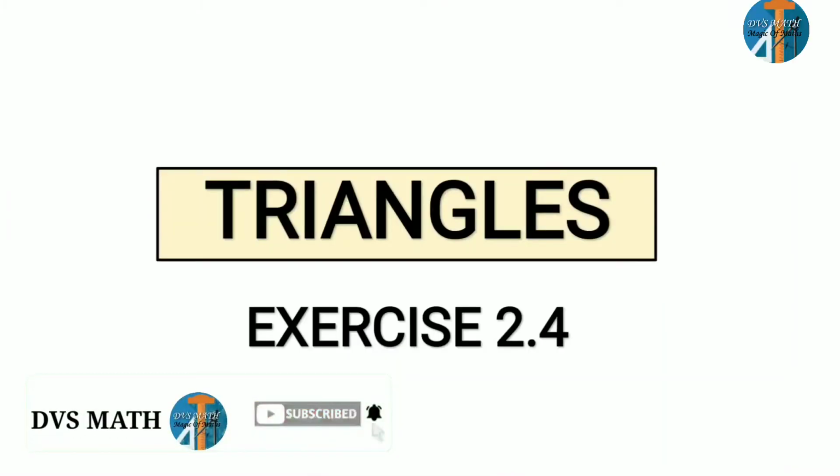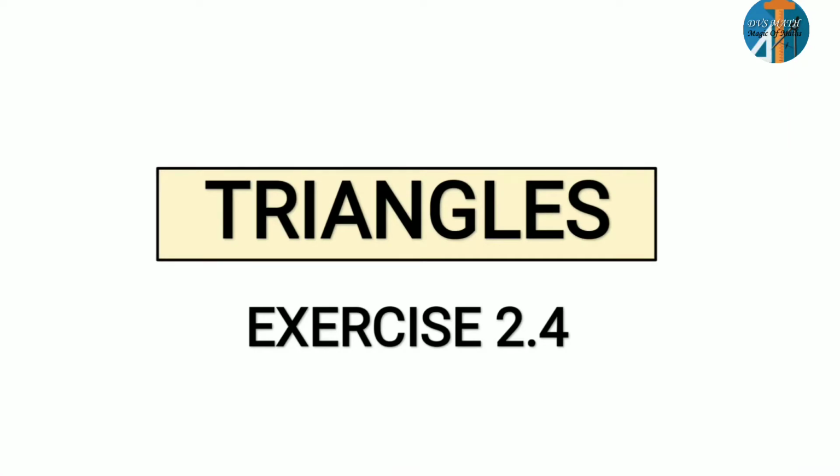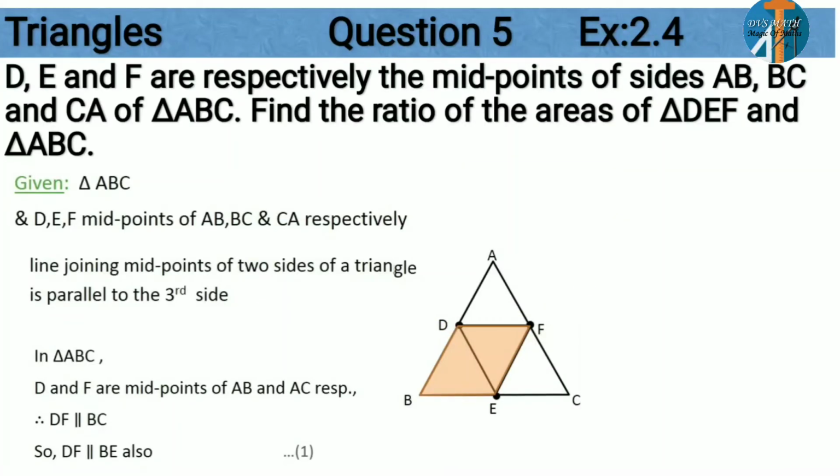In triangle lesson exercise 2.4, question number 5. D, E and F are respectively the midpoints of sides AB, BC and CA of triangle ABC. Find the ratio of the areas of triangle DEF and triangle ABC.